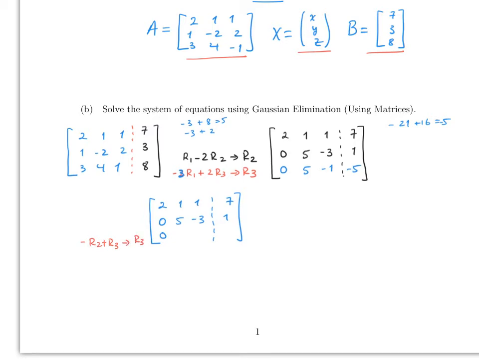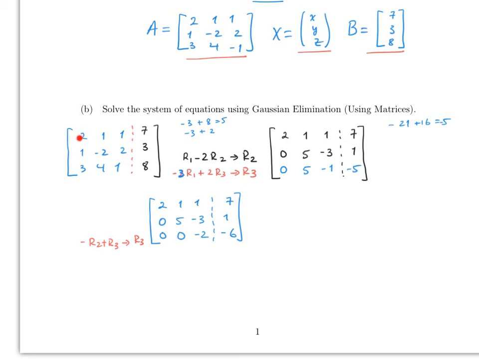All right, so this should be 0. Why? Because minus 5 plus 5 is 0. And then minus 3 plus 1 is going to give you minus 2. And then minus 1 minus 5 is going to give you minus 6. All right, so once you get the 3 zeros here, you're done with this part.